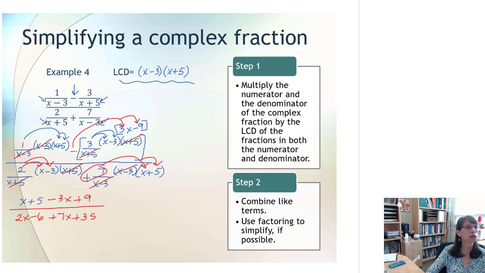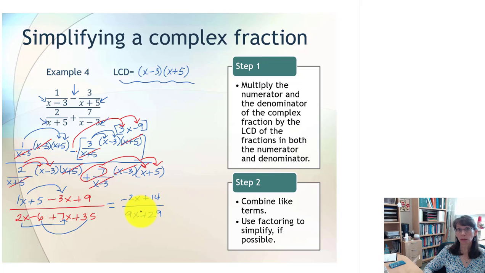So now all I have to do is look for any like terms to combine in the numerator. 1x minus 3x would be minus 2x, and 5 plus 9 would be plus 14. In our denominator, I have 2x plus 7x, so that would give me 9x, and constant terms minus 6 and positive 35 will give us positive 29.